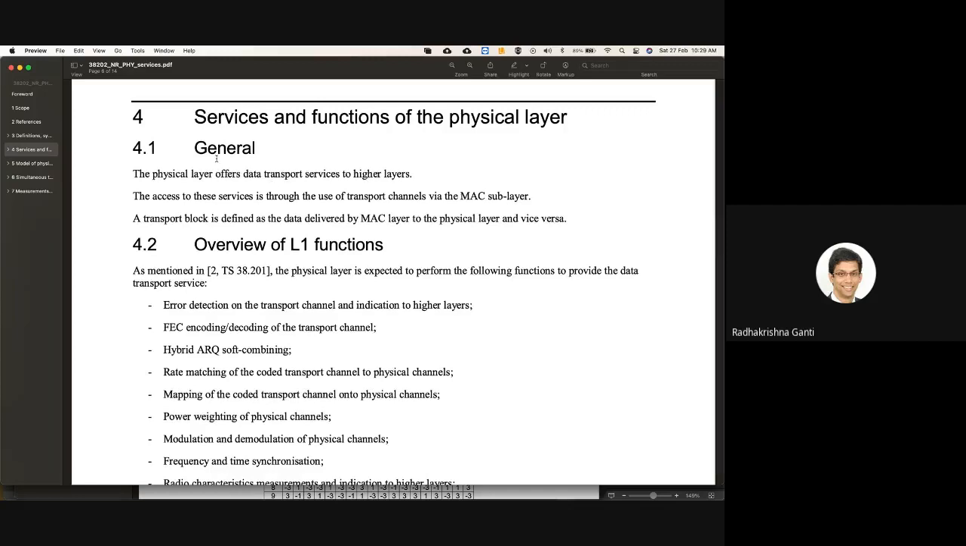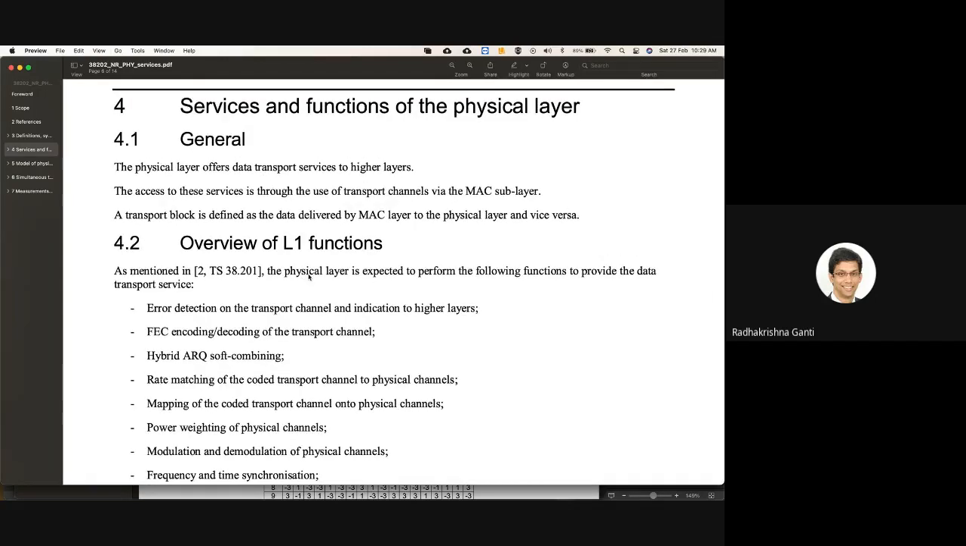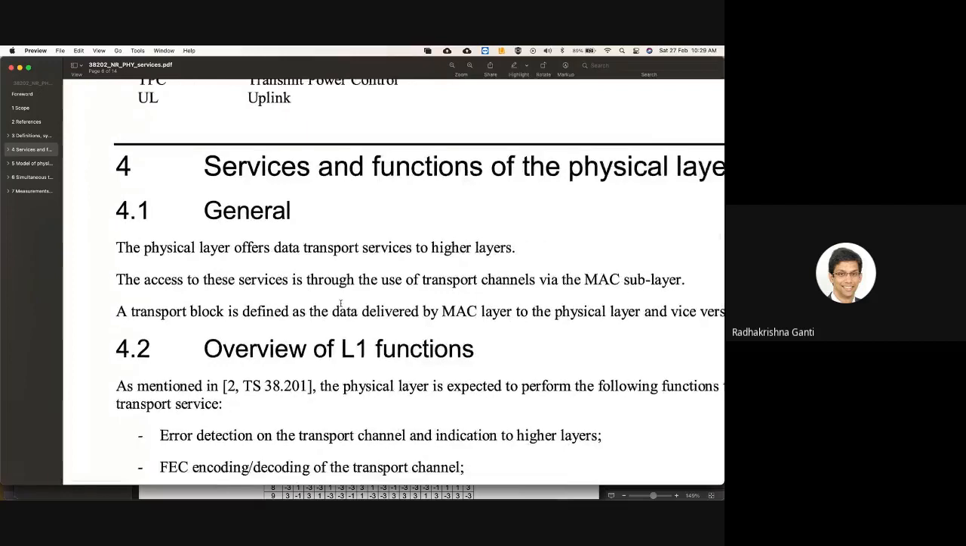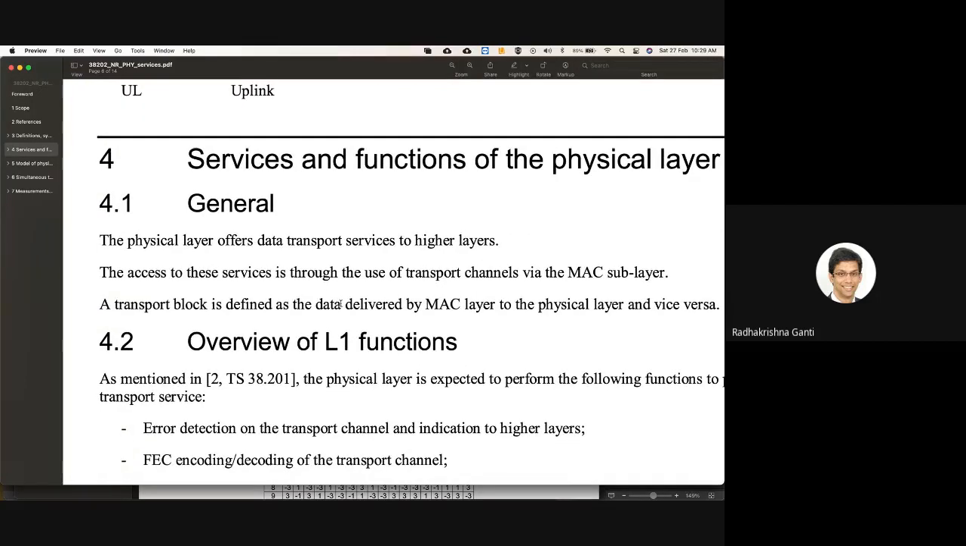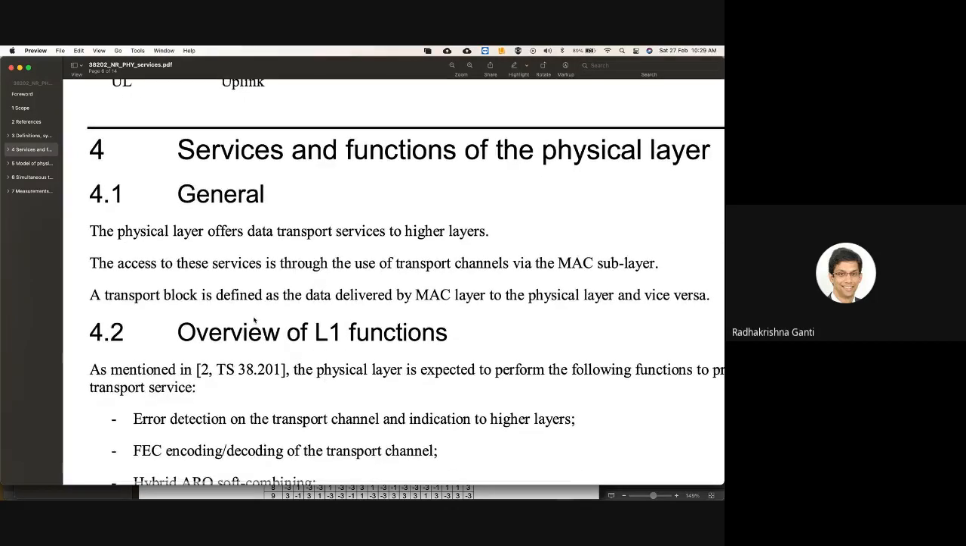Now let's read this a little bit. Services and functions of the physical layer. In general, the physical layer offers data transport services to higher layers. Essentially, it takes bits from the higher layers, modulates them and transmits, and receives modulated information and passes bits to the higher layers. The access to these services is through the use of transport channels via the MAC sublayer. A transport block is defined as the data delivered by the MAC layer to the physical layer and vice versa. The definition of a transport block is written in this document.